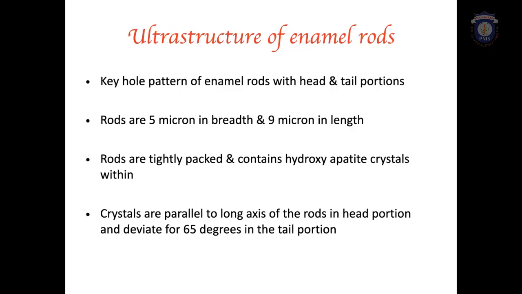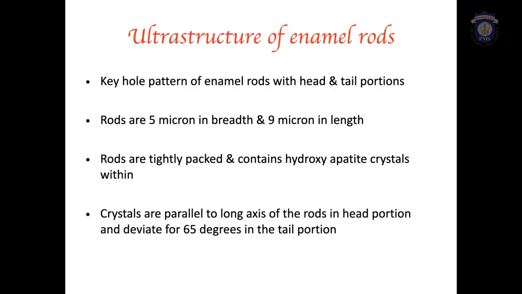Now let's go to the ultrastructure, more detail about the enamel rods. The enamel rods give a keyhole pattern. You know how a keyhole looks. It will have a head, a wide area, and a narrow area. If you look into the keyhole of a door, the top portion has a head-like area, and the lower portion has a tail-like area. So the keyhole pattern of the enamel rod has a head and a tail portion.